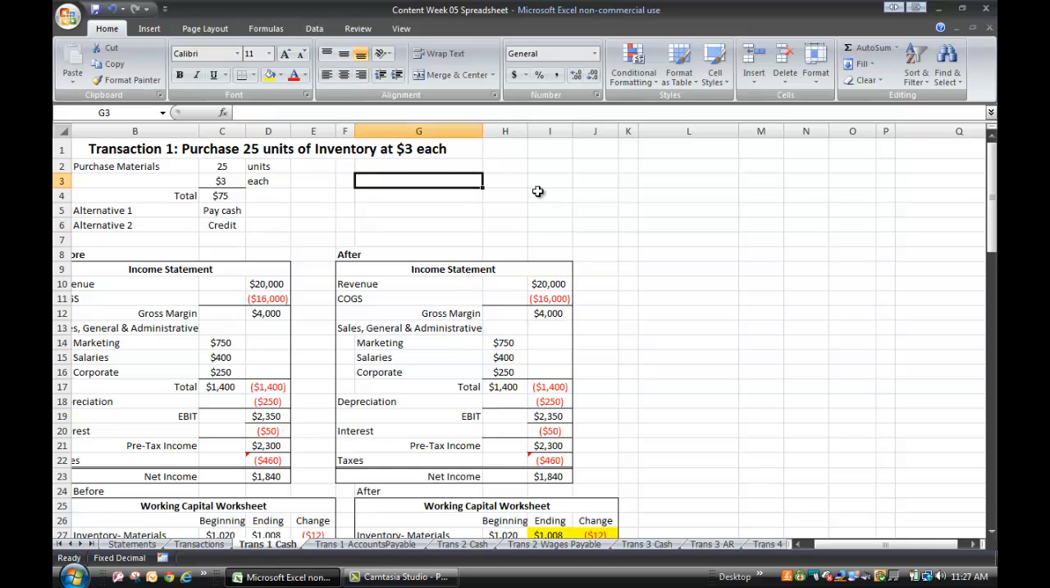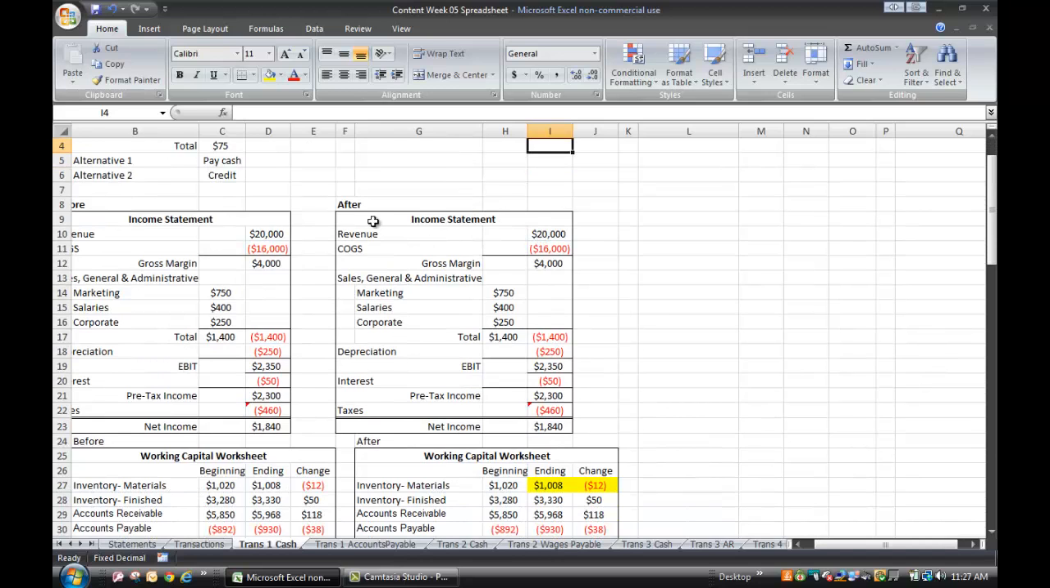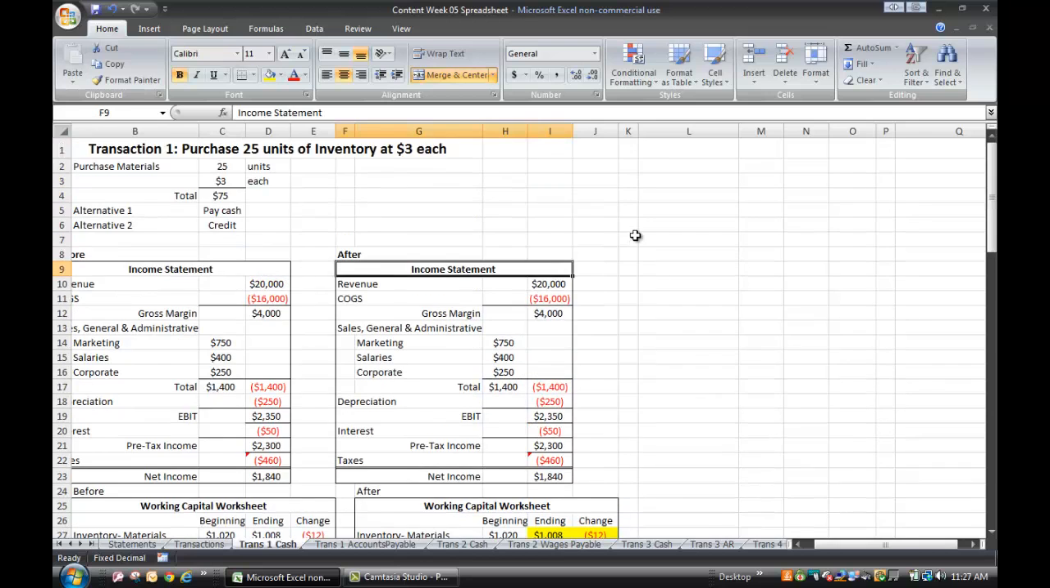When you purchase something, it does not involve the sale of your product. You do not generate revenue for yourself, nor do you have a cost of goods sold. The income statement does not change when you purchase something.